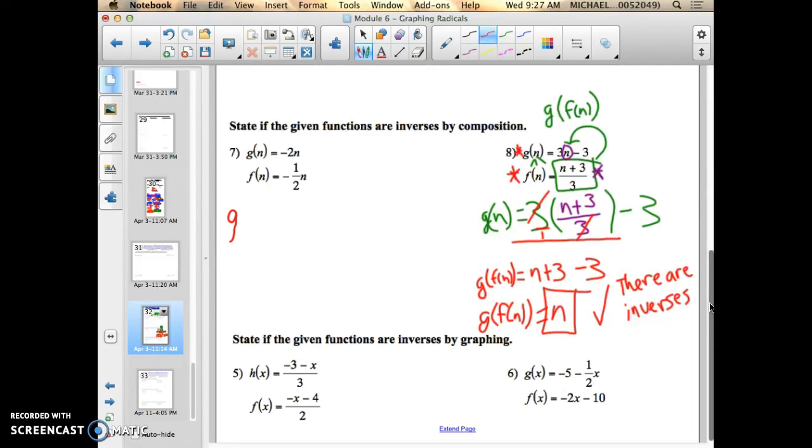So go ahead and try to compose f of n into g of n. Right here, I want you to see g of f of n. So you're going to put the function f of n into the variable for g of n and see what you get when you do the math. So go ahead and pause the video and try that.